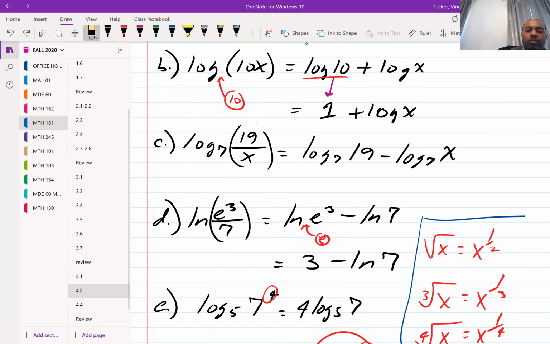We have log base 5 of 7 to the 4th power. Since we have a power, all they want you to do is use the power rule. Take the 4, put it out front. So that's 4 log base 5 of 7. That's all they wanted you to do there.